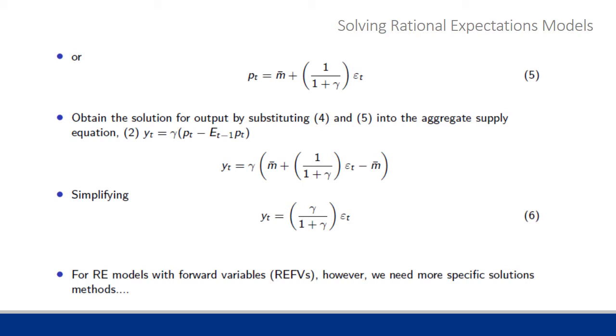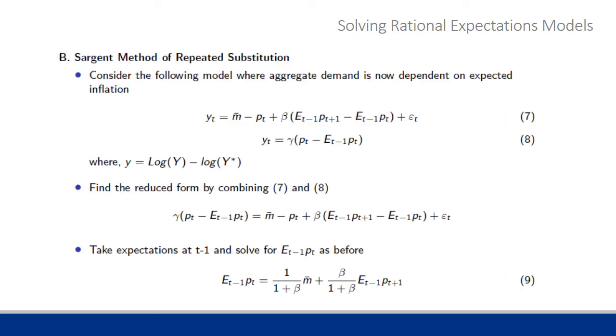So that is how to solve a simple rational expectations model. Now we move on to models that have forward variables. So we witness a t plus 1, and if there is a t plus 1 in the model, or forward variable, we need more specific methods to solve the model. Here we have the Sargent method of repeated substitution for a forward variable model. And the forward variable model is given.